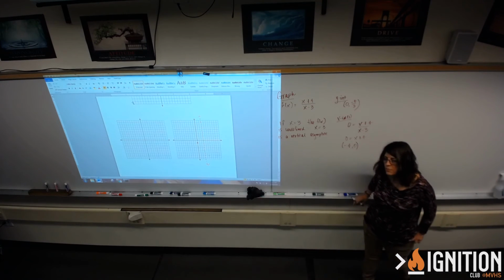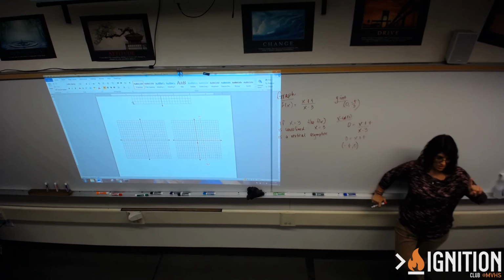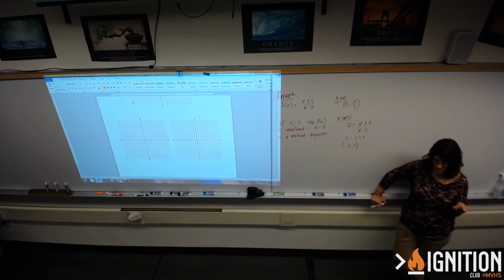What is the multiplicity? 1. 1 is odd, so it would cross. Yeah, that also.